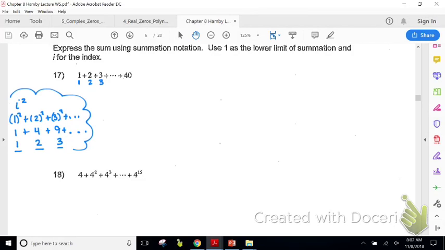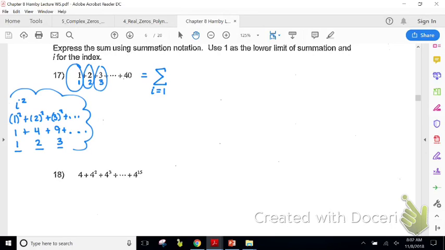So my summation, I'm going to do my little funny looking E. And it says use I as your variable. So this is for your index. And it says to start at 1. And then we're going to have to figure out what number we're going to go to and what equation we're going to use. So what is the relationship between the 1 and the 1, the 2 and the 2, the 3 and the 3?